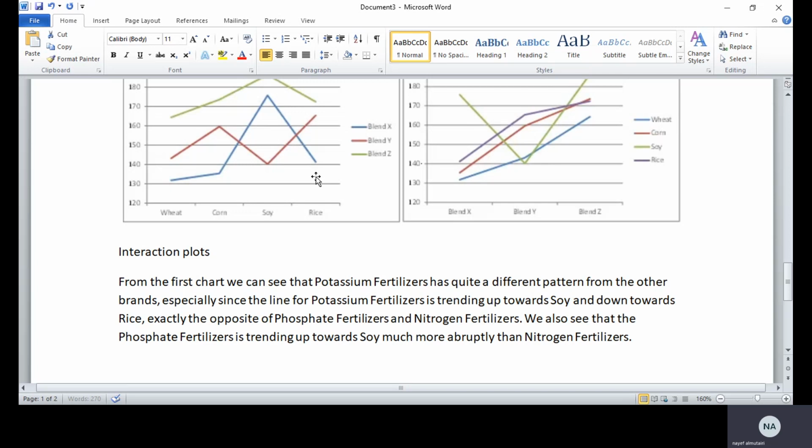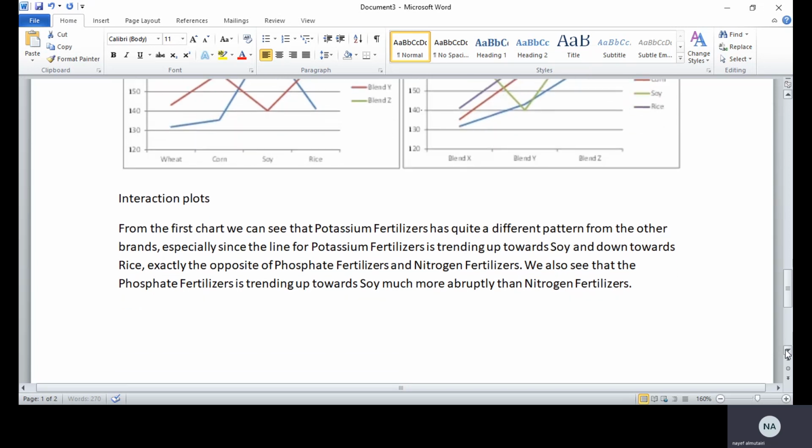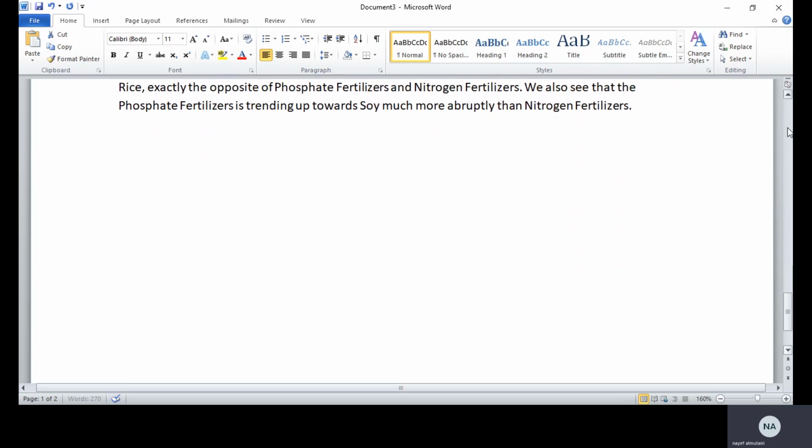This is part of the results and discussion. Hope that you understand the way we use two-way ANOVA, and this is one of the most important. It's a very important test, and you need to use it a lot if you are doing a project or thesis.